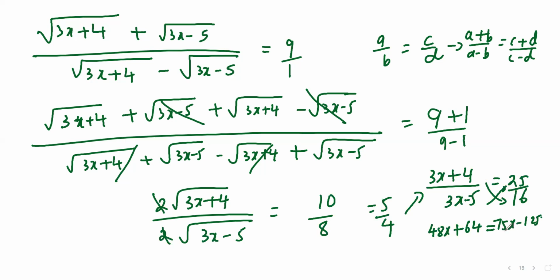Then we can shift it. So 125 plus 64, which will be 189, is 75x minus 48x, which is 27x. So x is 189 by 27, which is what? 7. So x is 7. So this is an example where we solve for x. You're going to get A by B is equal to C by D, A plus B by A minus B is C plus D by C minus D, using componendo and dividendo.